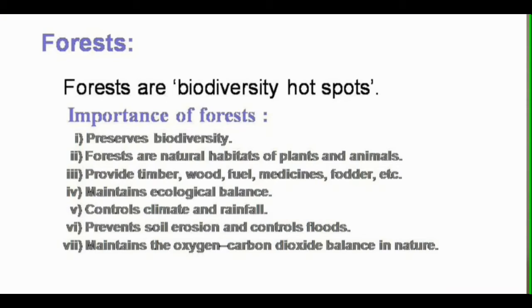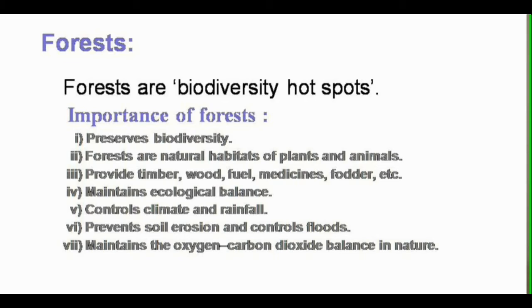So let us start with the natural resource, forest. Now, forests are a plenty of trees. Are they just a number of trees? No, they are not just a number of trees. There are also animals in them. And as we can see, forests are biodiversity hotspots. The importance of forest is that it preserves biodiversity.